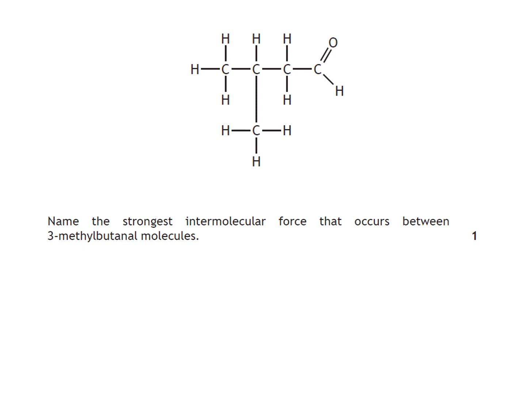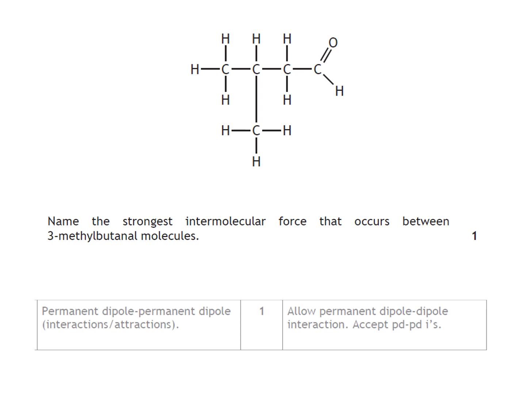So notice how we've got the carbon to oxygen double bond. That section of the chemical there is going to be a permanent dipole. So if a neighboring molecule comes near to it, we're going to get a permanent dipole interaction.